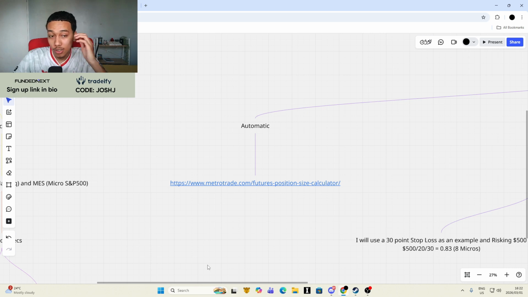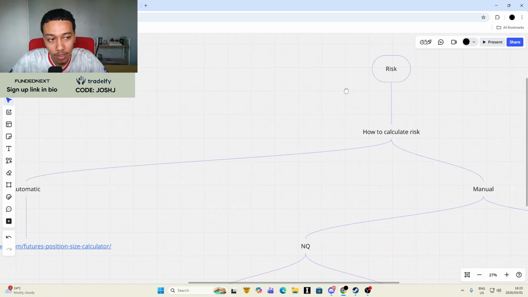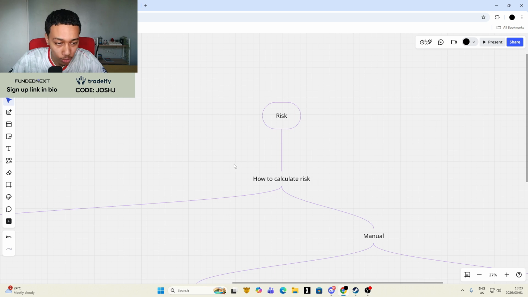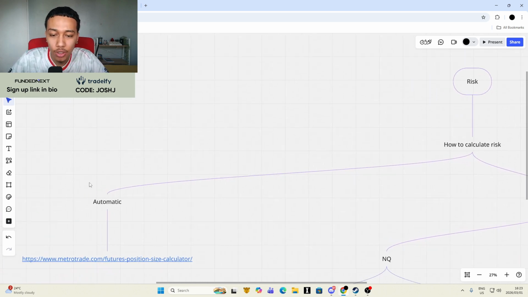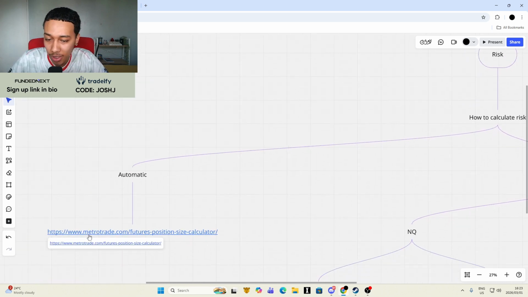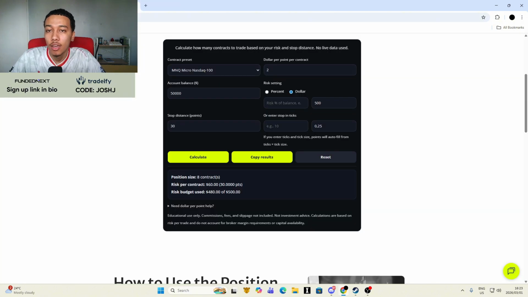So let's go over now how to calculate risk, right? You can either go the automatic way, which is this website, metrotrade.com/futures position size calculator, which looks like this. So if you want to risk $500 on MNQ, or NQ, with a 30 point stop loss, you click MNQ. It's $2. Remember, MNQ is $2 per point and NQ is 20, so it's going to be 2.